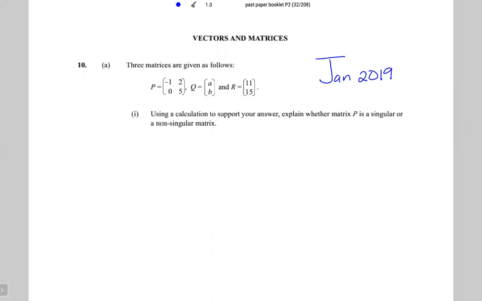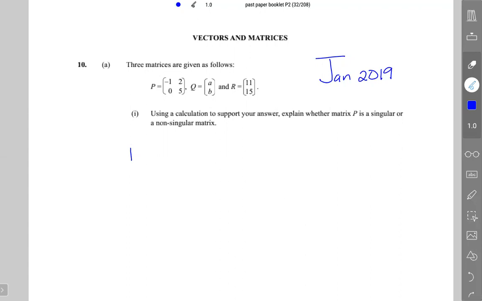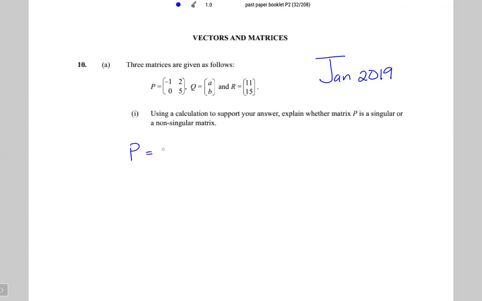All right, now to determine if a matrix is singular or non-singular, what you have to do is find the determinant. If the determinant comes out to be 0, the matrix is singular. If the determinant is not 0, the matrix is non-singular. So P is the matrix minus 1, 2, 0, 5. So now let's find the determinant of P.